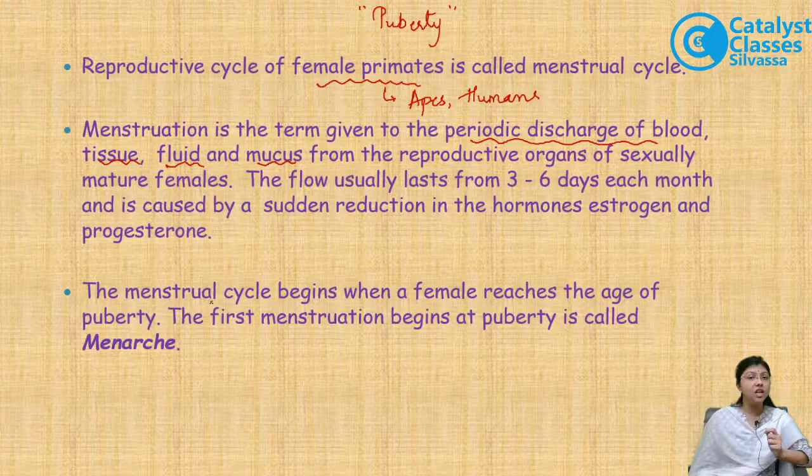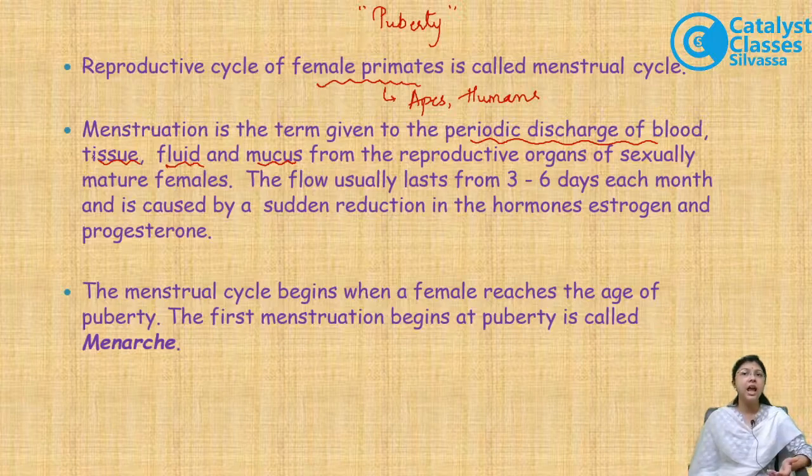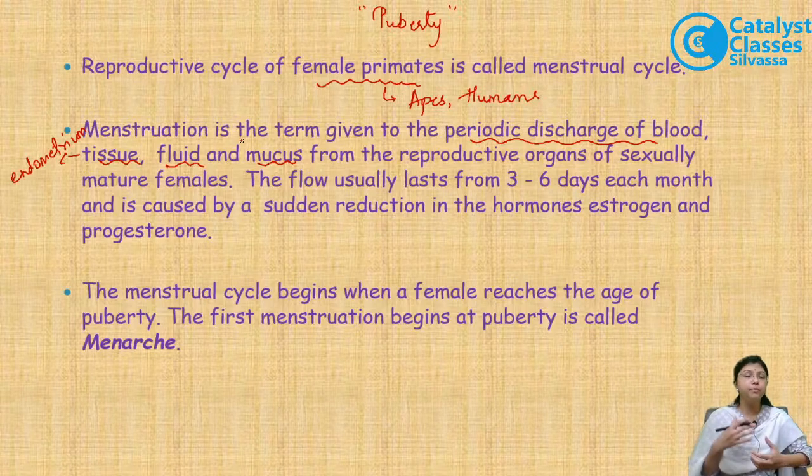So associated with this endometrium are the blood vessels and tissue itself. Here the word tissue itself means the endometrium wall. Okay, the endometrium of the uterus, that part with the fluid and the mucus, all these things are periodically discharged in females every month, and this discharge flows out of the body in the form of blood. That is called the menstrual cycle.